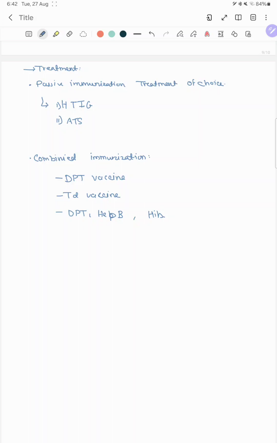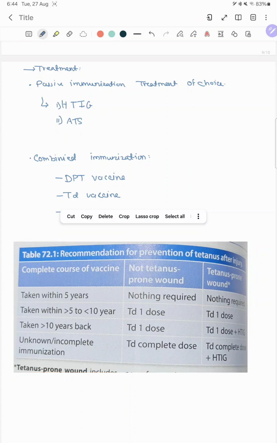So if you are injured, the wound should be cleaned properly, and then immunization is recommended. I'm going to be showing you a table which shows the recommended prevention of tetanus. It's given in the book, just see it. I have taken this table from the textbook. So, the recommendation for prevention of tetanus. Okay, the complete course of vaccination should be taken within 5 years.